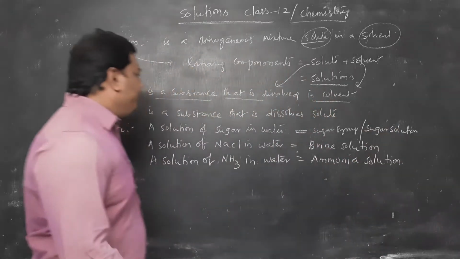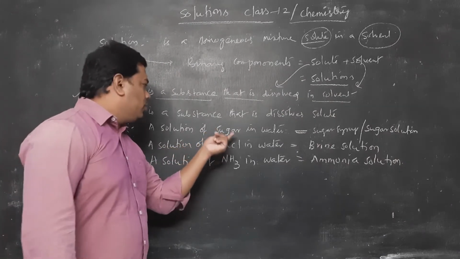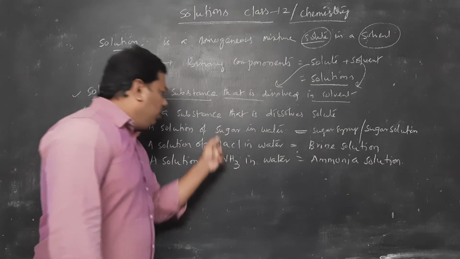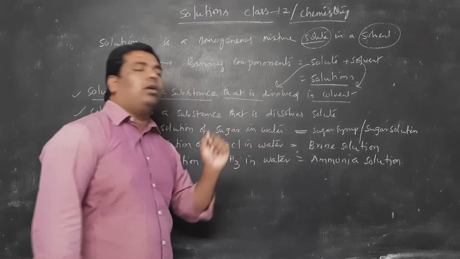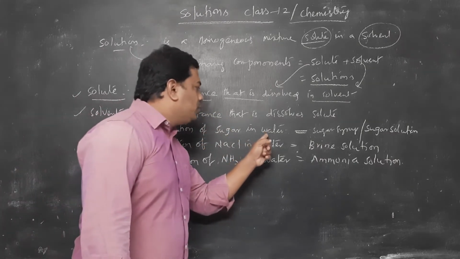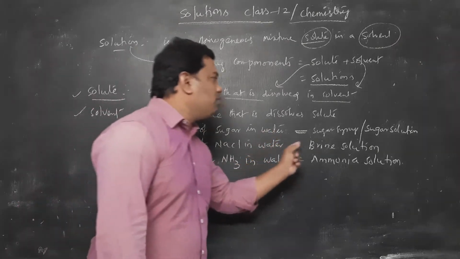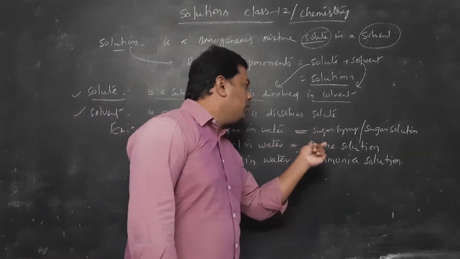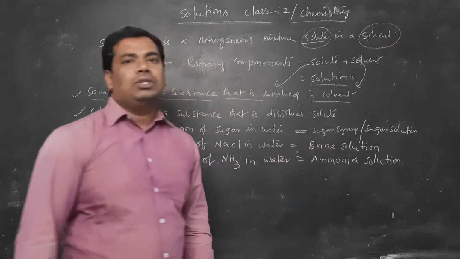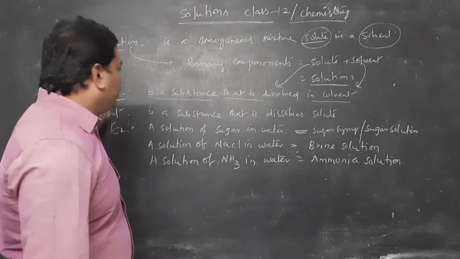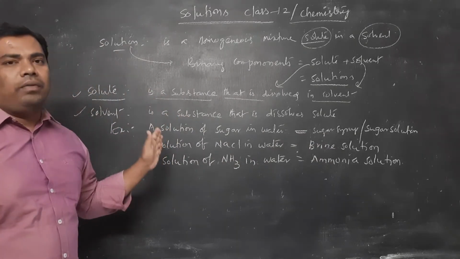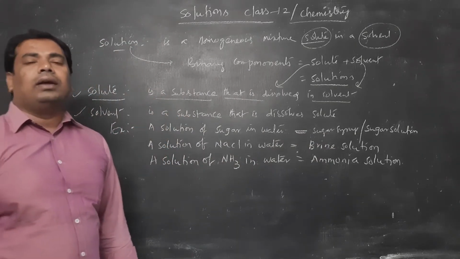So clear here? Sugar is the solute, sodium chloride is a solute, ammonia is a solute. All these solutes are dissolved in water, so they form their corresponding solutions: a sugar solution, brine solution and ammonia solution. Okay. So these are the basic concepts of solute, solvent and solutions. Okay, clear students?